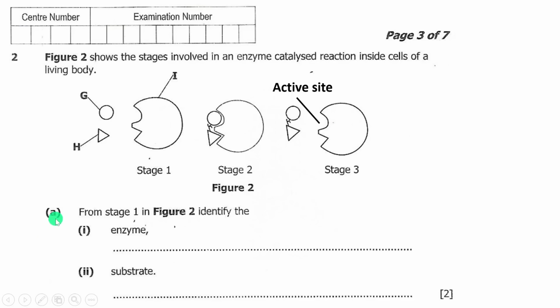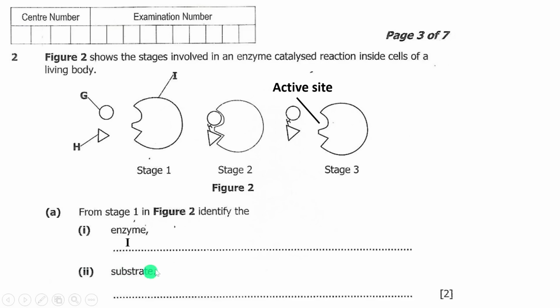Then part A says from stage 1 in figure 2 identify part 1, the enzyme. So from stage 1 here, we need to identify what the enzyme is between G, H, and I. So the enzyme here is I. Okay, so this is an enzyme, guys.